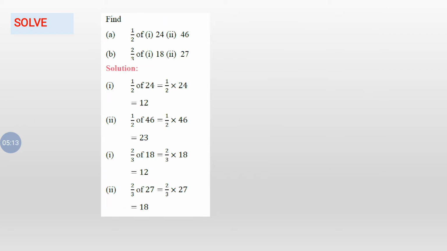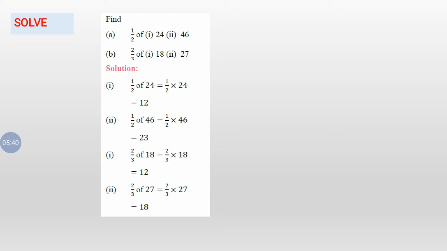So find 1 by 2 of 24. Half meaning multiplication. So 1 by 2 into 24. The denominator is considered as 1, so 24 by 1. 1 times 24 is 24, and 2 times 1 is 2. So 24 divided by 2.